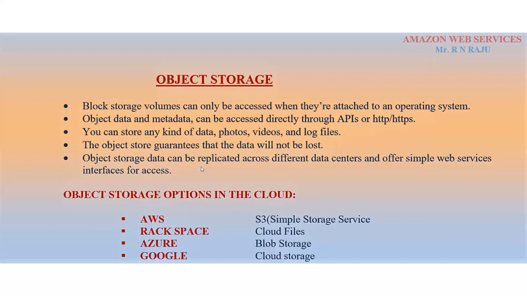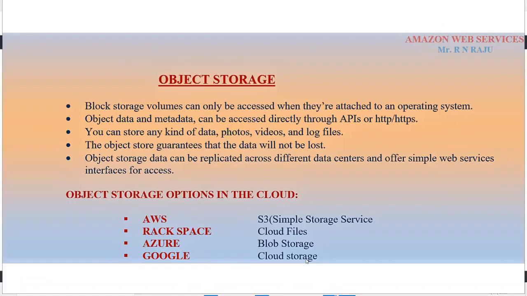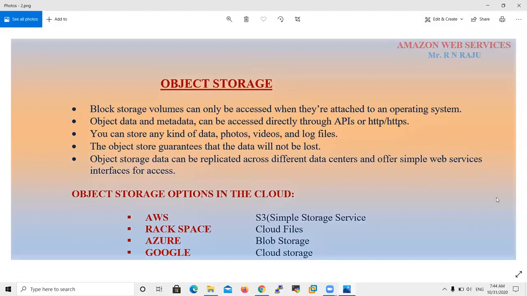Object storage data can be replicated across different data centers and offers simple web services interfaces for access. Finally, object storage options in the cloud: AWS S3, Rackspace Cloud Files, Azure Blob Storage, Google Cloud Storage. So these are the differences between object storage and block storage. A repeated question. Please remember, everyone: object storage and block storage.